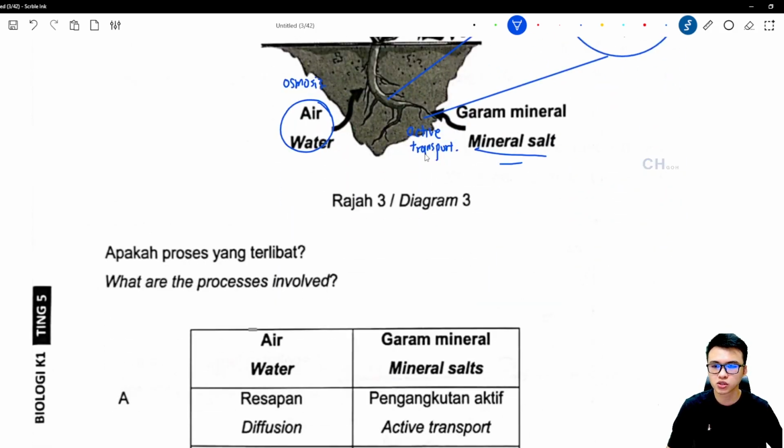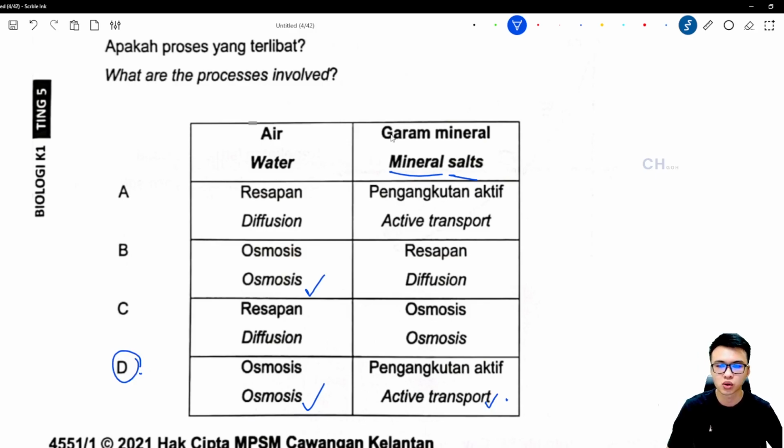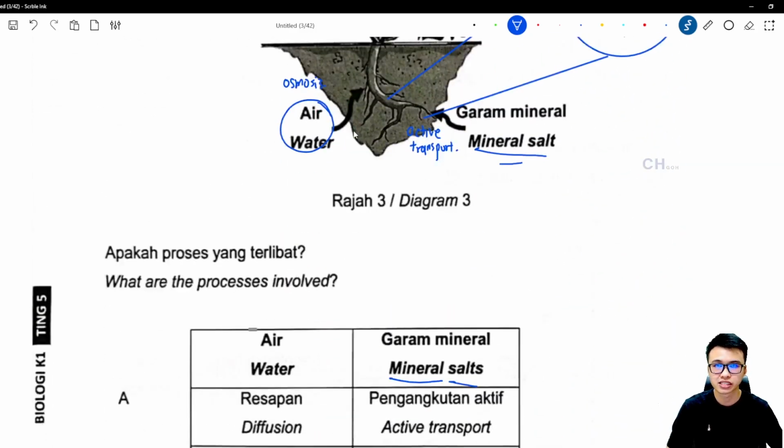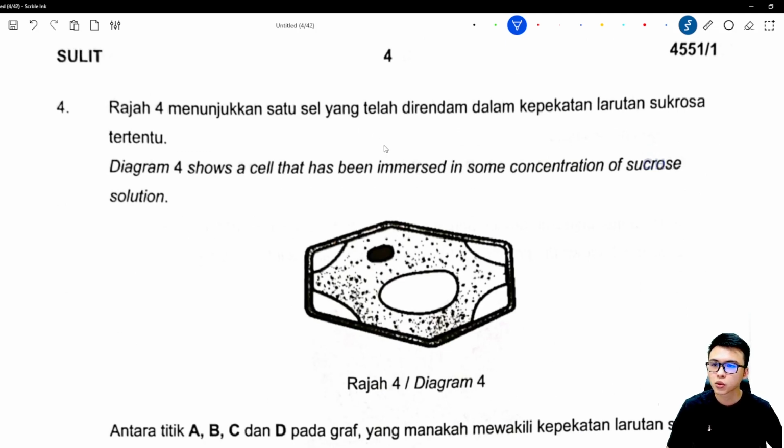So the answer here should be water is osmosis. B and D are correct. And mineral salt must be active transport. So for question 3, the answer is D. Now look at question 4.